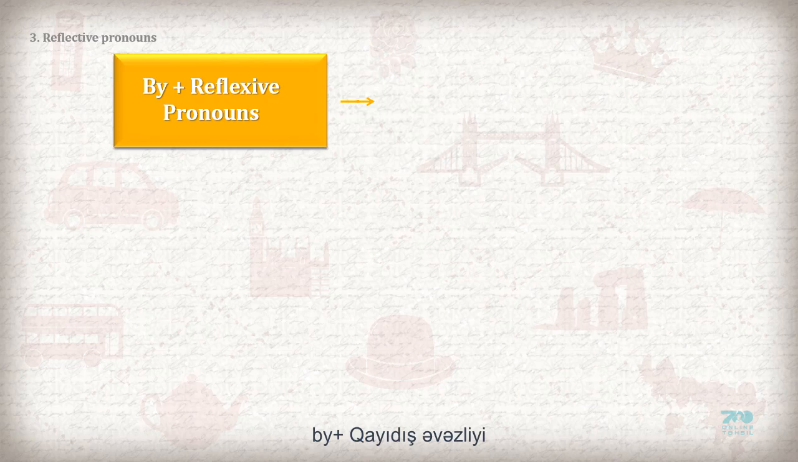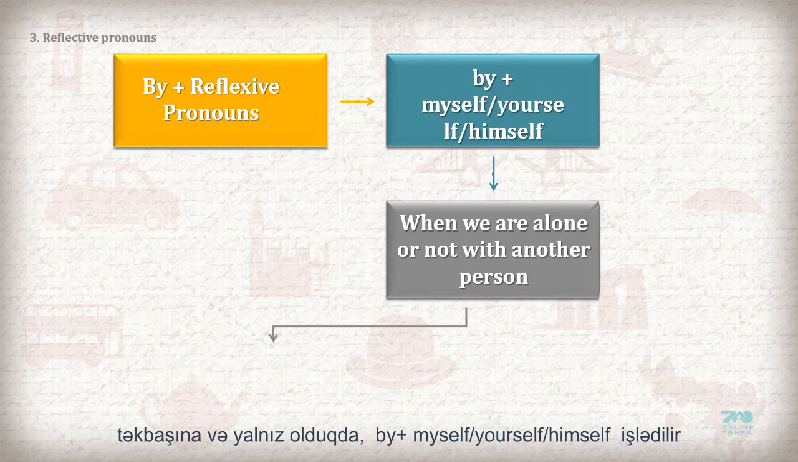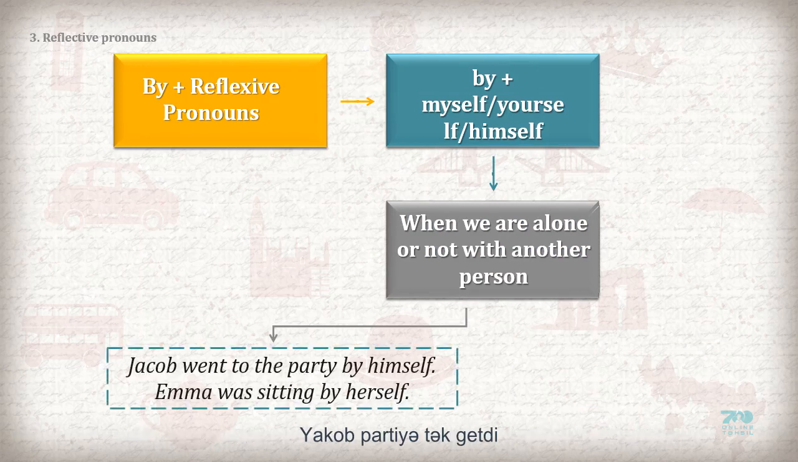3. By plus reflexive pronouns. We use by plus myself, yourself, himself, etc. when we are alone or not with another person. Jacob went to the party by himself. Emma was sitting by herself.